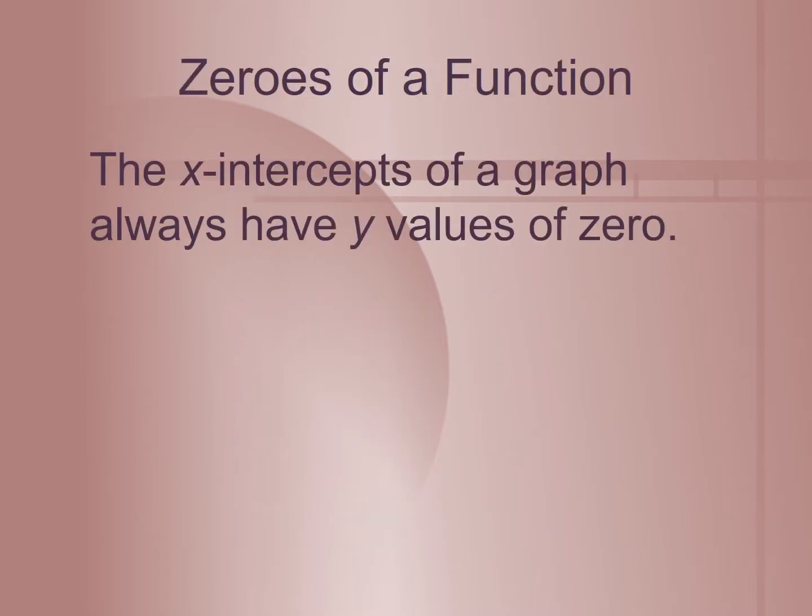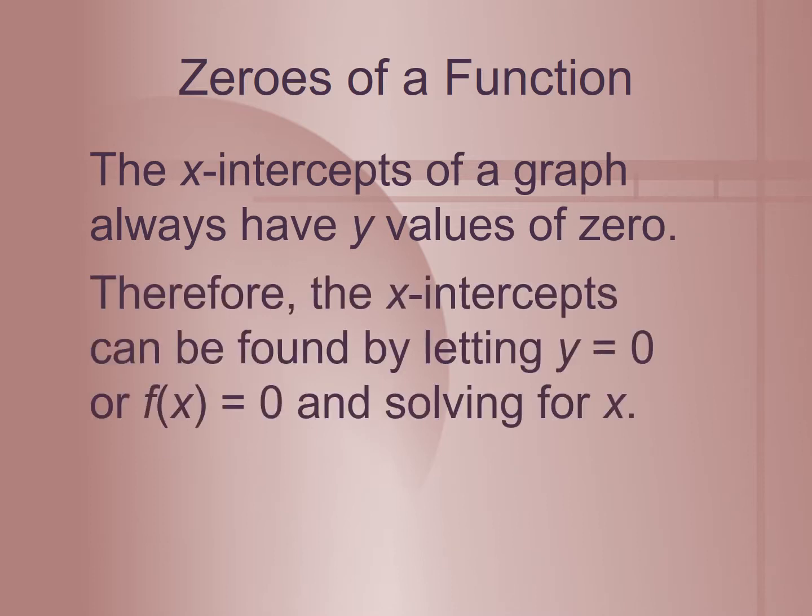So the x-intercepts of a graph always have y values of 0. So x-intercept is when y equals 0. For a quadratic function, you can actually have more than one 0, which means that you can cross the x-axis more than once. In order to solve for the x-intercepts, you have to let y be 0 and then solve for x.